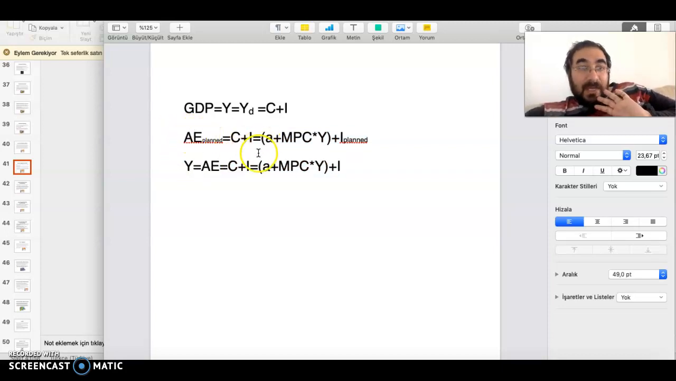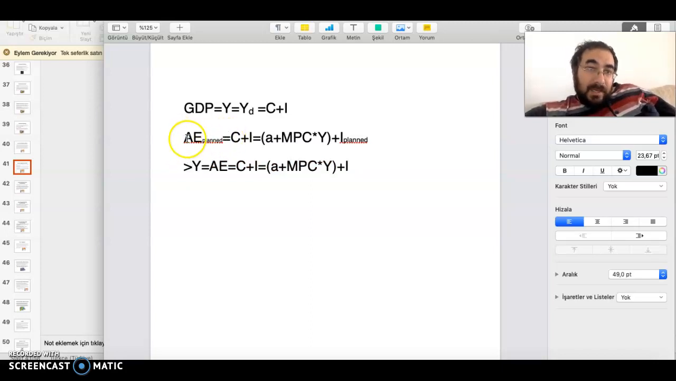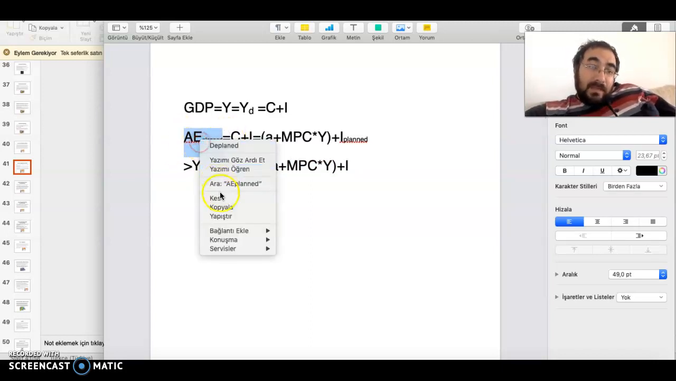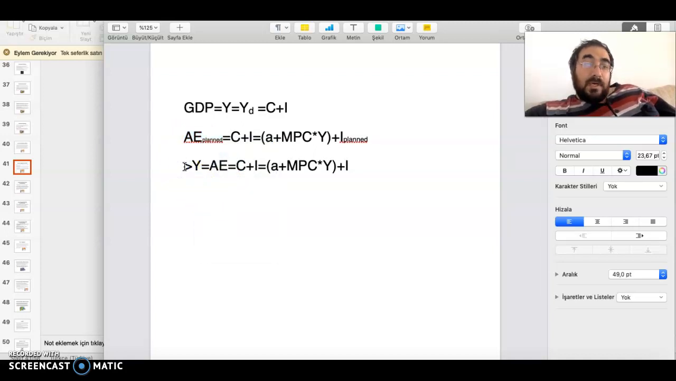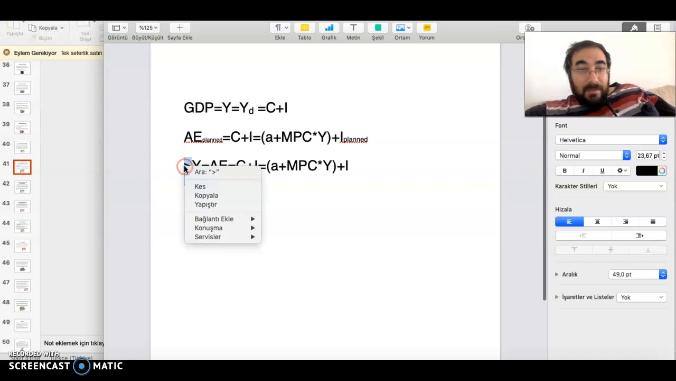But the planned expenditure and Y don't always need to be equal to each other, because sometimes the planned spending, the amount that people want to spend, might be more or less than the GDP level. What happens if it is more? What happens if it is less? We will see that now. So what happens if AE planned is more than GDP? In this case, people want to spend more money than the GDP.